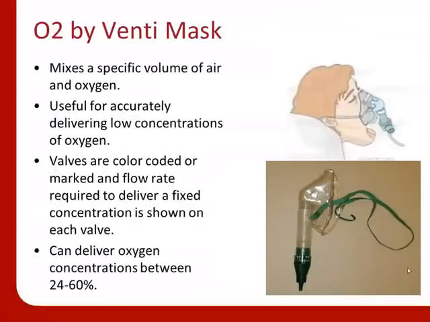The next step up from the nasal cannula is the Venturi mask. You can see on the figure at the bottom, there are some numbers and markings, and you can adjust it to mix a specific volume of airflow from the room with oxygen. And so you can a little bit more precisely deliver certain amounts of oxygen, anywhere from 24% all the way up to 60%.